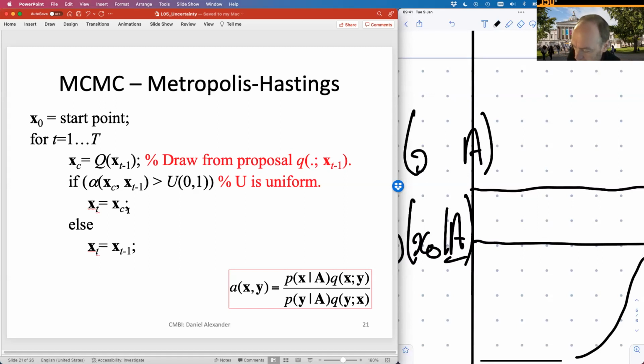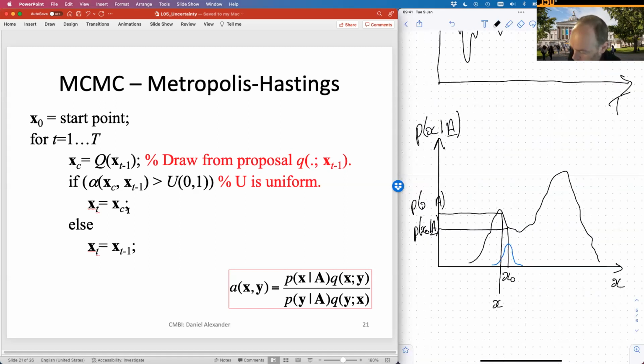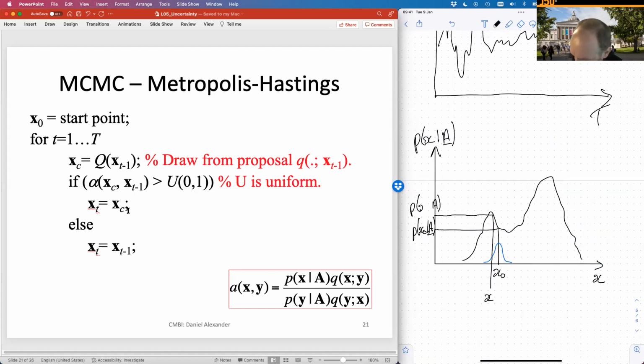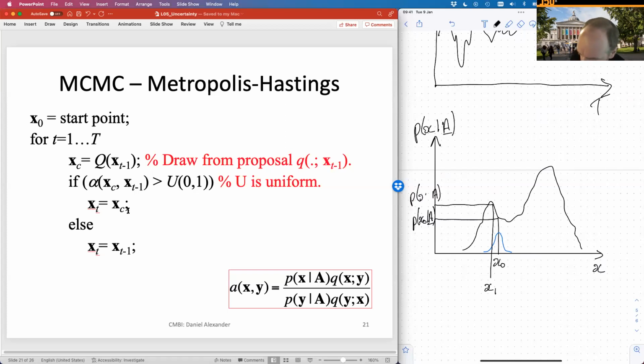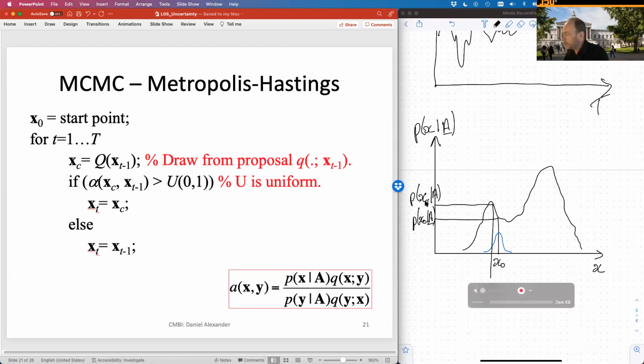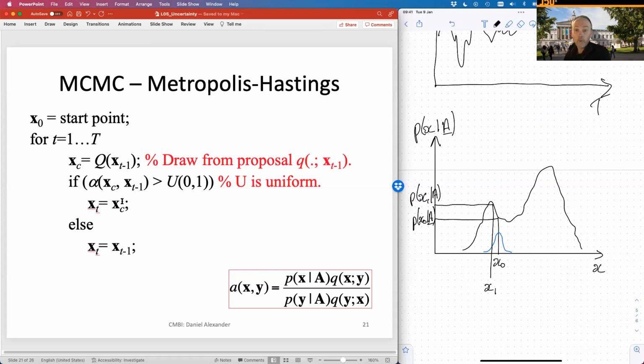We're going to replace, so we're going to call that XC then X1, which is the first sample in our sequence. Okay, so whenever the likelihood of the candidate position is greater than the current position, this likelihood ratio is greater than 1, and we always accept it. Let's make another little jump here. So now we've moved to position x1.